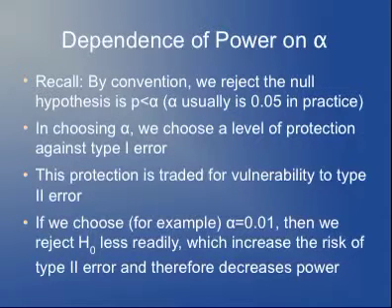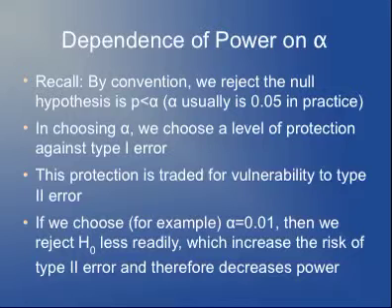So, the first thing that your power will depend on is your significance level alpha. As you'll recall, when we perform hypothesis testing, typically you'll reject the null hypothesis if p is less than some cutoff alpha. In practice, alpha is pretty much always 0.05. And by doing this, you choose a certain level of protection against type 1 error, assuming that the assumptions of whatever test you're using are satisfied. Then the probability of type 1 error under this framework is alpha.